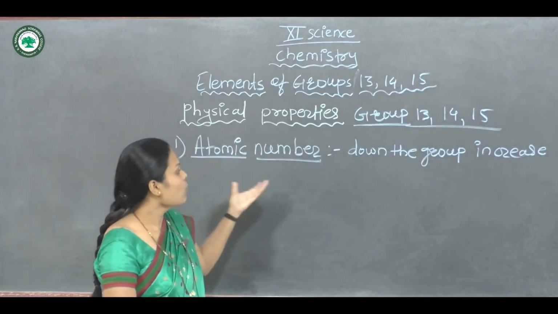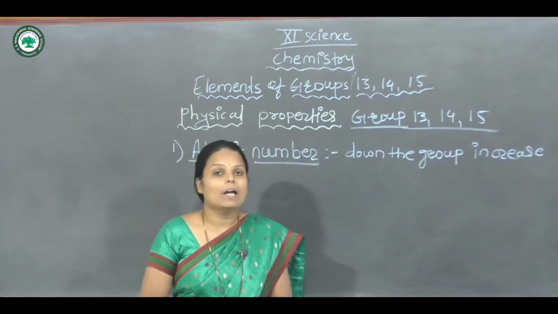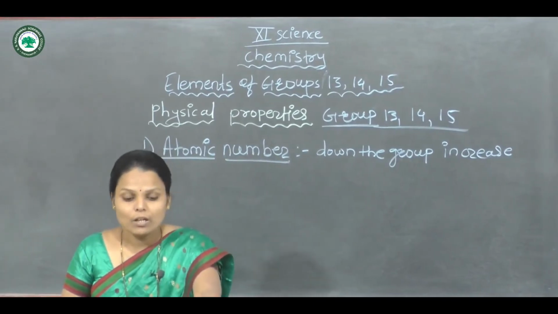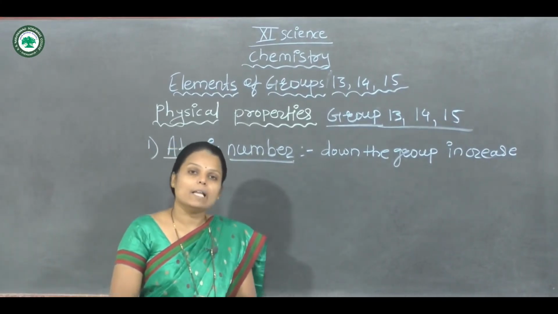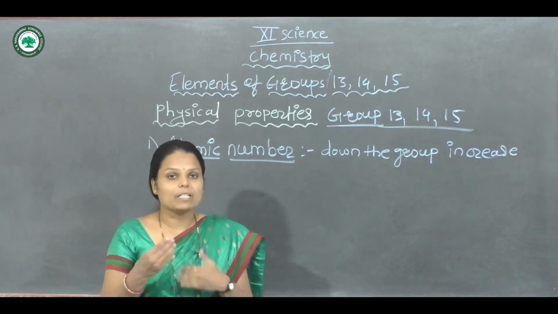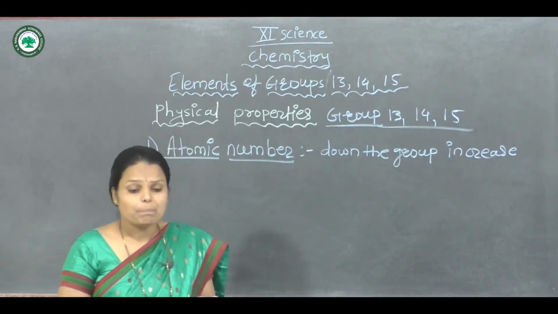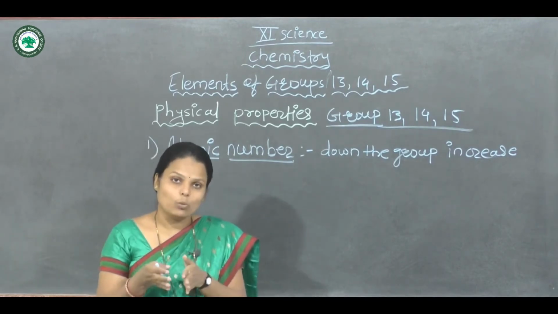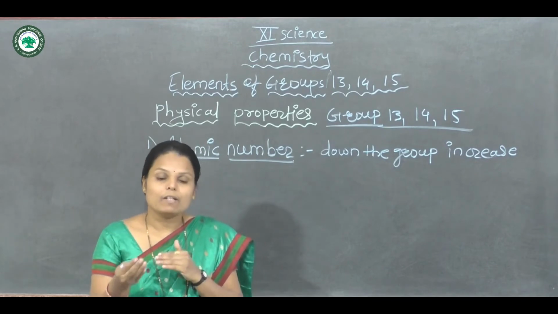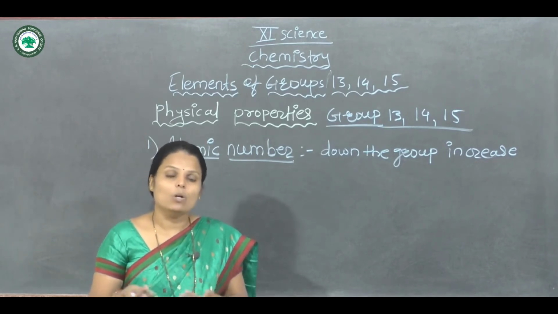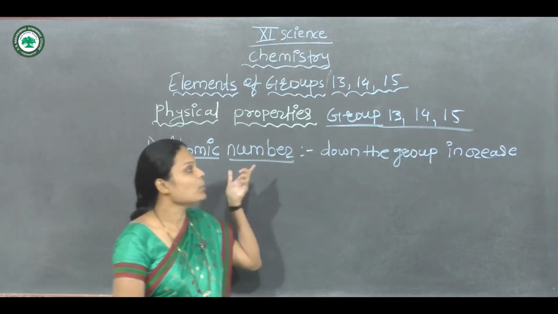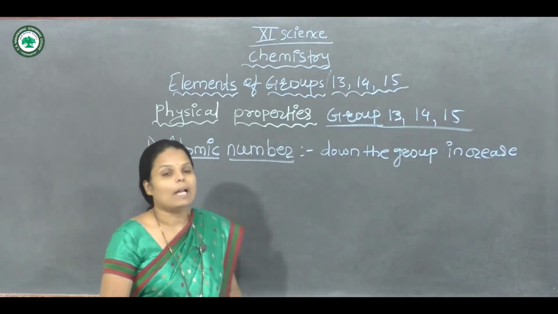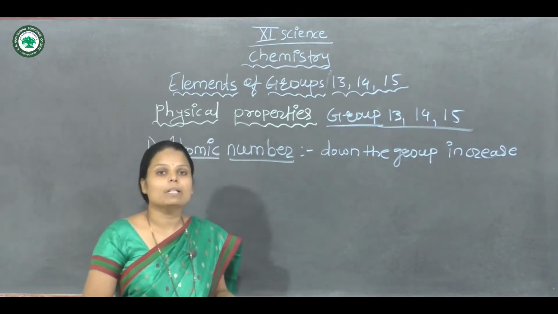Now group 15, the nitrogen family. The first element is nitrogen and its atomic number is 7. The second element is phosphorus, its atomic number is 15. The third element is arsenic, its atomic number is 33. This means the atomic number increases down the group. In the nitrogen family, group 15, the atomic number increases down the group.